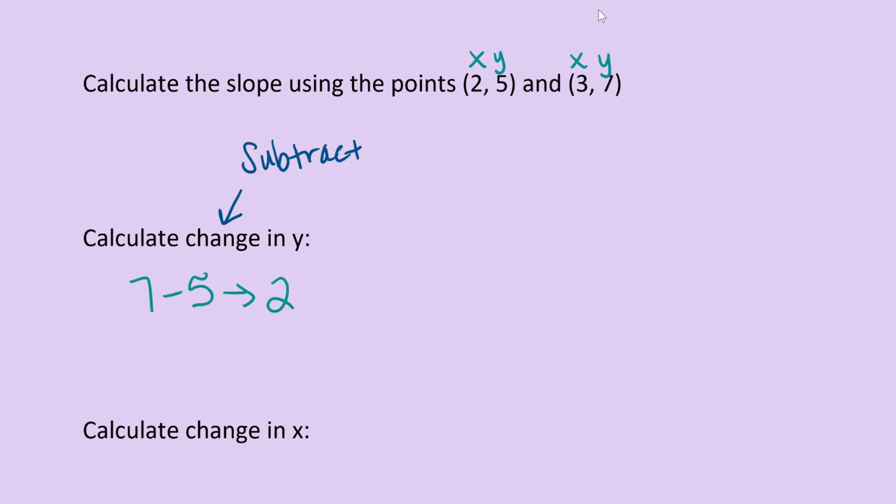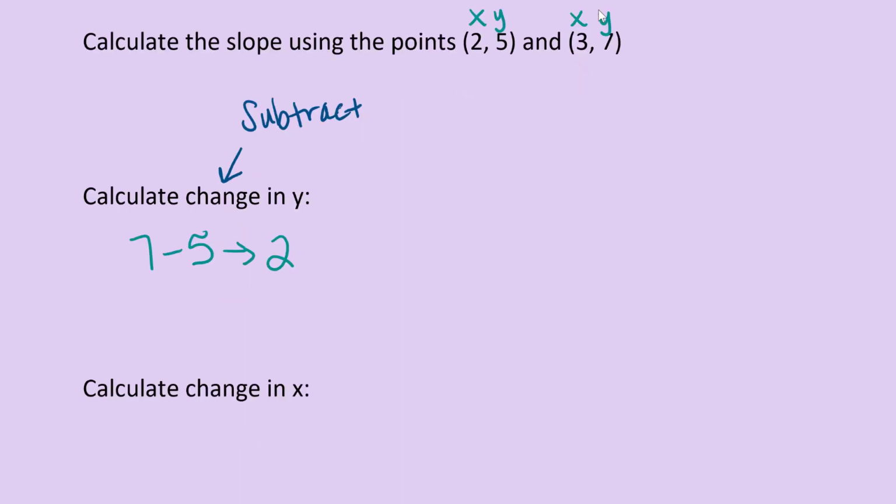Now we need to calculate the change in our x values. And we have our x values of 2 and 3. But what's super important to remember is that we have to subtract these in the correct order. Because we chose 7 to go first for our y value, we have to have 3 go first for the x value. So we have to do 3 minus 2, and that gives us 1.